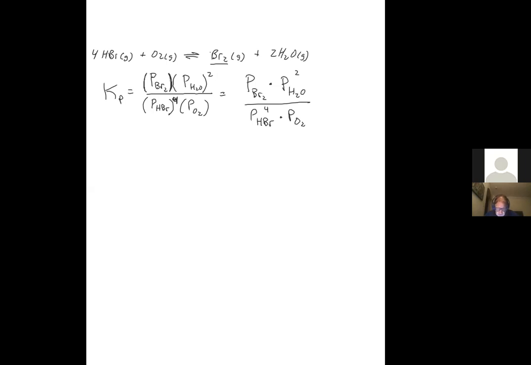Oh, you know what? This is not balanced. I think I wrote the equation wrong. I'm sorry. This is 2. That's a 2. So that means I'm going to put a 2 here and a 2 there. My apologies. There's 4 bromines over here, so there should be 4 there.